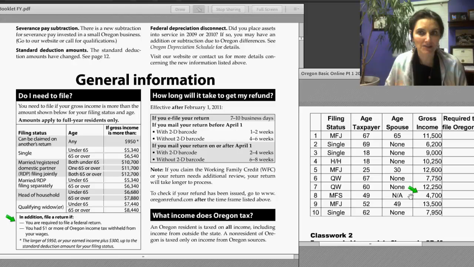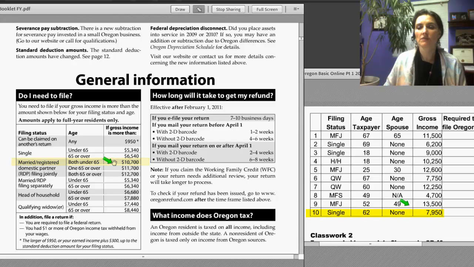Number 9, both filers are under age 65 and filing jointly. The income is $13,500. That is more than the filing requirement, so number 9 is required to file. And finally, we have a single filer with income of $79.50. Regardless of age, that is enough that number 10 is required to file a return.